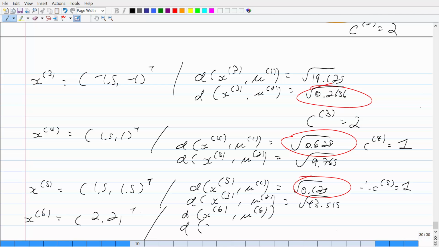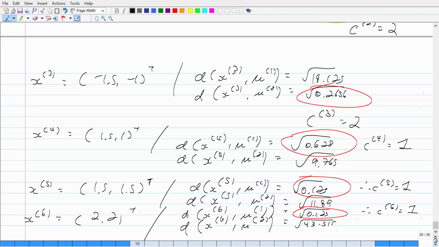Oopsie, 2, it's 1. Got carried away there. So this is equal to 0.125 again. And this one is 11.8. Oops, I screwed this up. Sorry, I mixed up the numbers. This is 11.89. Apologies. I just don't know how to copy down a number. And this is 43.515. It's still the same thing though. So this is the closer one.